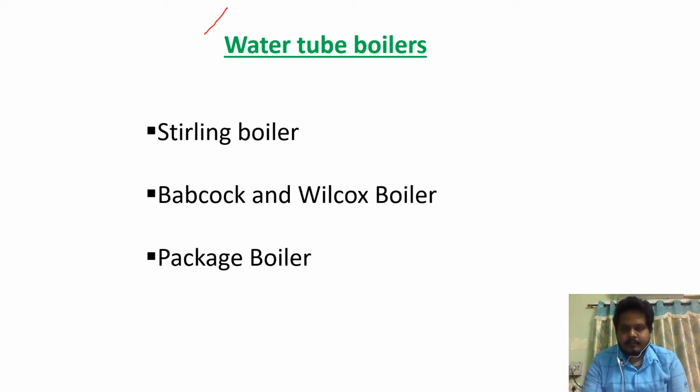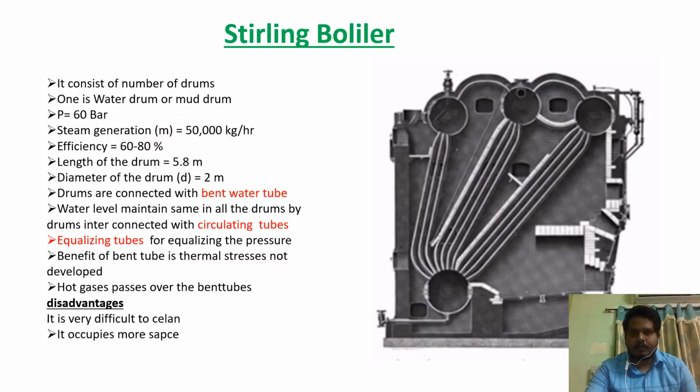Welcome to the class. Today let us see types of water tube boilers. As we know, in a water tube boiler the water will flow inside the tubes and over the tubes flue gases will flow. Okay, this we already discussed. Now let us see different types. The main types are Stirling boiler, Babcock and Wilcox boiler and package boiler. Now let us see one by one.